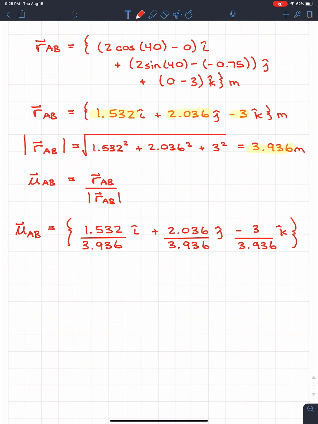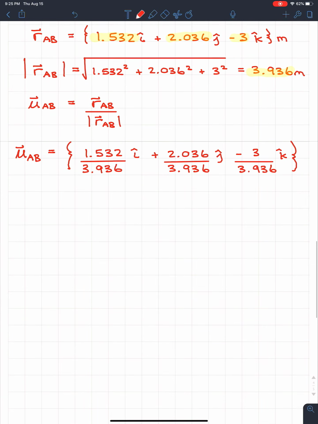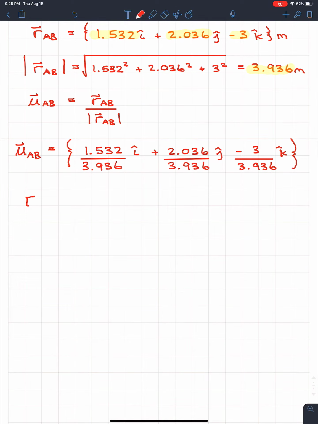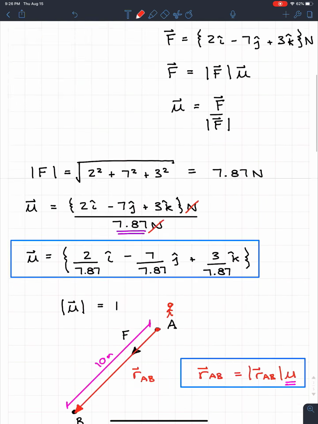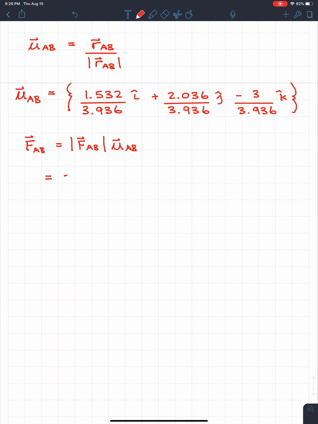All right, so now with this, we can go to our force here. And remember the force formula for our force vector, which again is what we're trying to find for force AB. It's equal to the magnitude of force AB, which we know, times the unit vector AB, which we also now know. So in the end, this is going to be equal to the magnitude of force AB, which is right here. It's the 250 newtons. So I'm going to go 250. And then in the squiggle brackets, I'm going to put that whole unit vector. So I'm just going to divide it with my calculator.